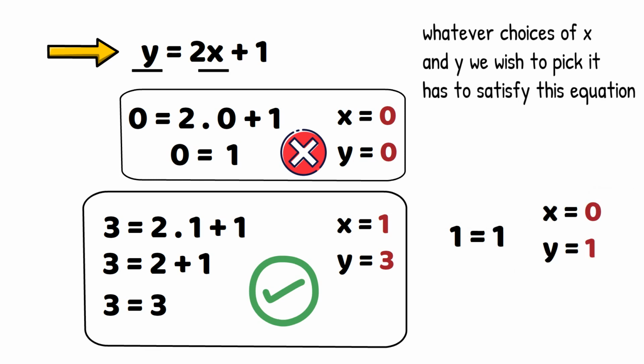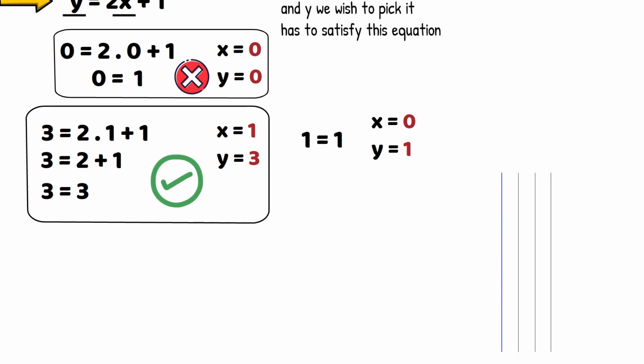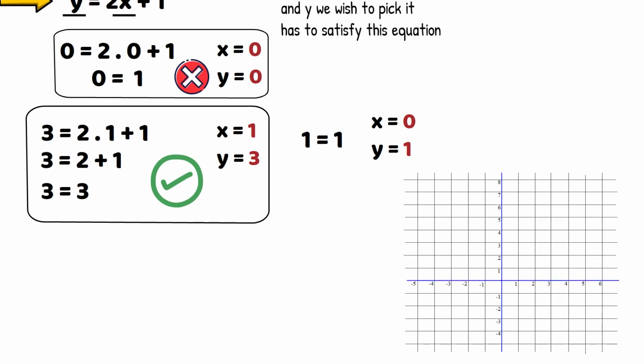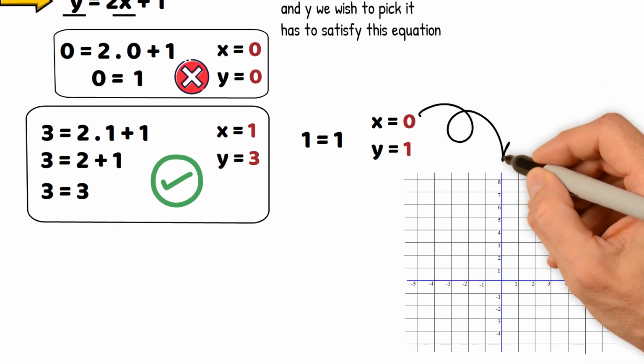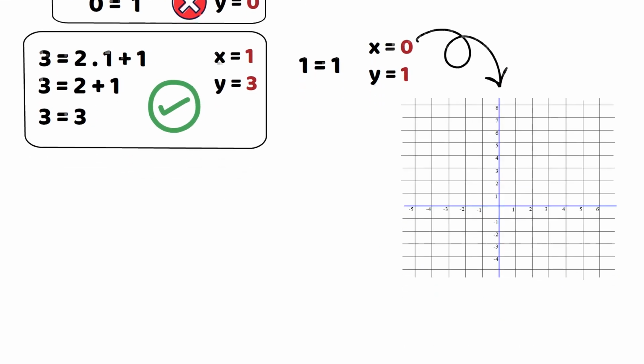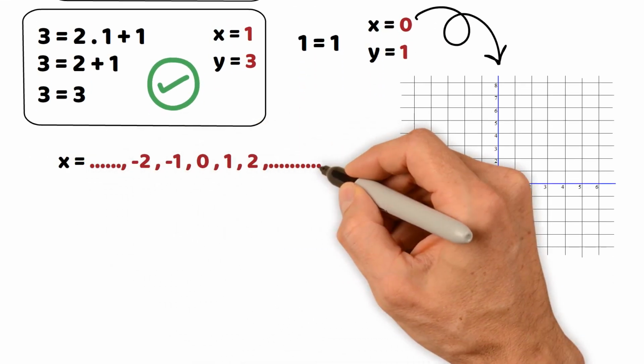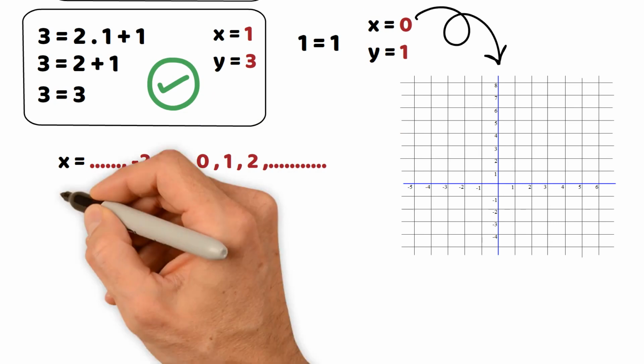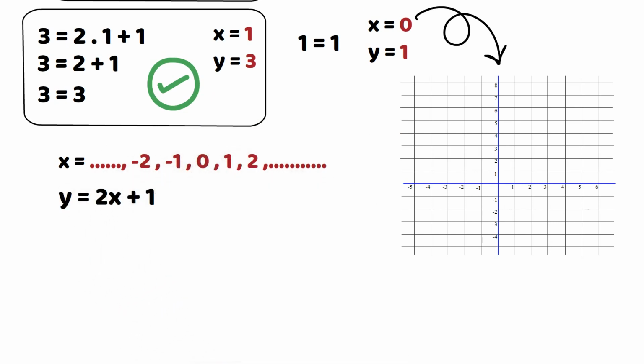What we can do is to plot these possibilities of the variables x and y in the Cartesian plane and see what picture we get. Note that we can let x take on any value we want, and the y value is determined by the equation y equals 2x plus 1.